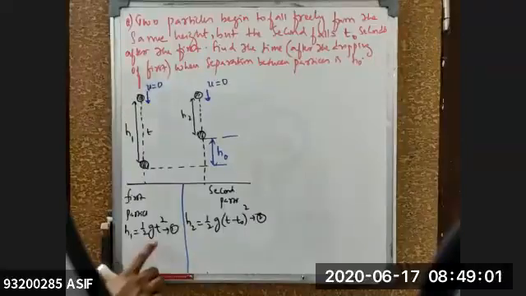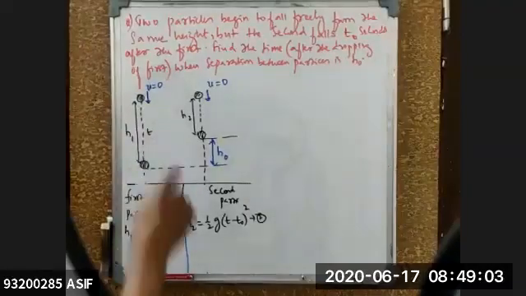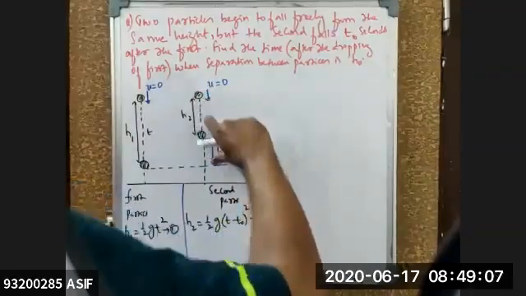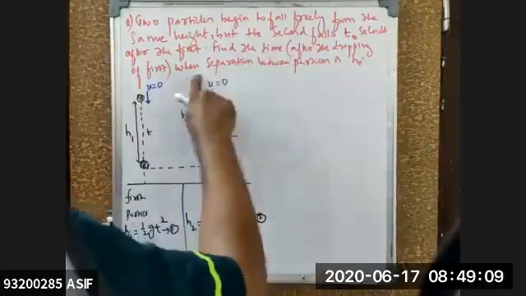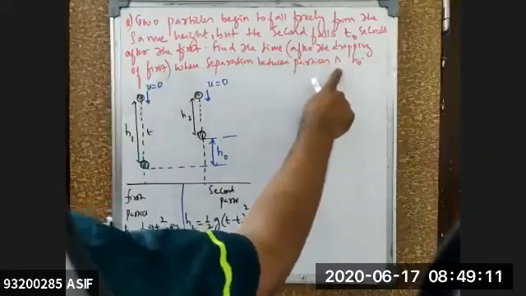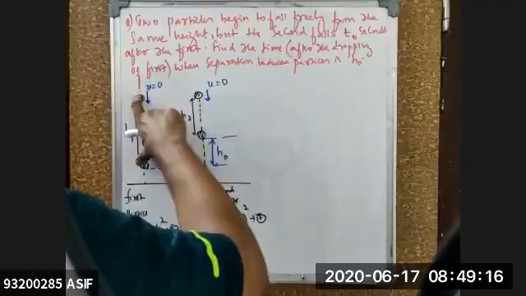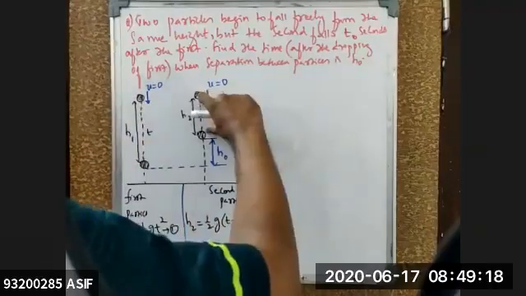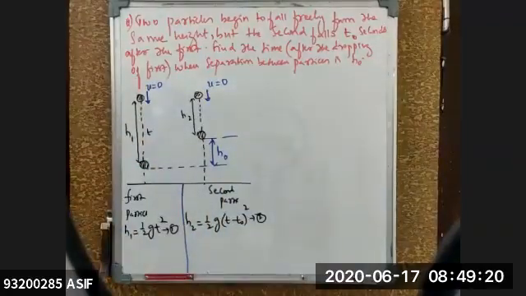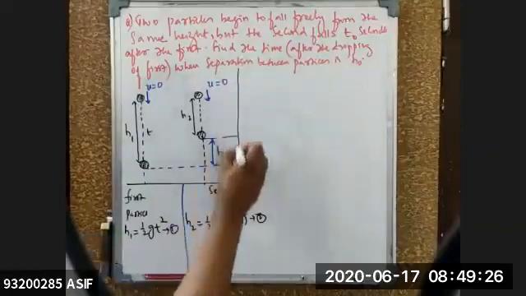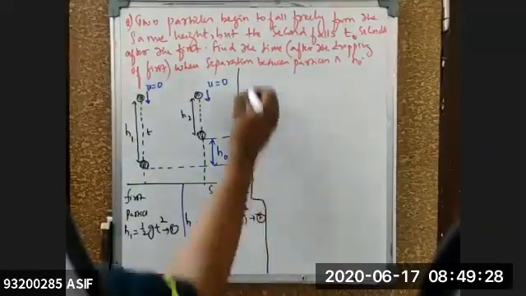So h1 is half g t square. h2 is half g into time: from here to here it is t, then from here to here it is t0. Find the time when the separation between the particles is h0. The second one is being dropped after t0 seconds. That means if it takes t seconds to reach the ground, h2 will be equal to half into g into (t minus t0) square. And the separation between them is given as h0. So I'll simplify here.